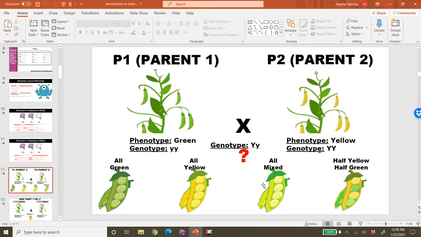Okay, so that is the basics of genetics. That's the vocabulary that you need to know before we move on to the monohybrid crosses.